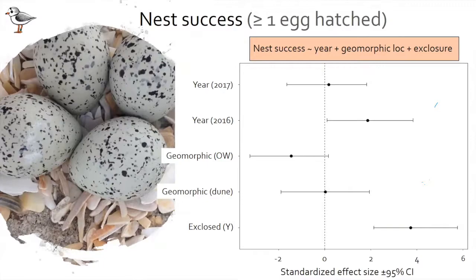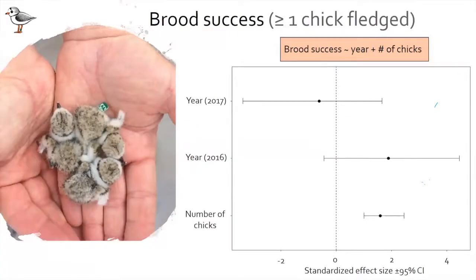So our top ranked model for the nest success included year, geomorphic location, and exclosure. You'll notice that it didn't include habitat type. And there was a higher success with those nests that did have those land manager placed exclosures. And then for brood success, our top model included year and the number of chicks. Again, no effect of habitat type. The number of chicks makes some sense if you consider that the more chicks you have, the more likely you are to succeed in producing some fledglings.